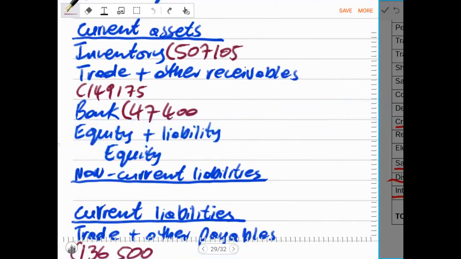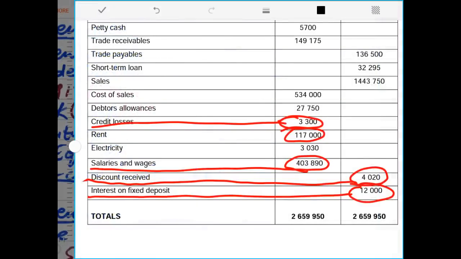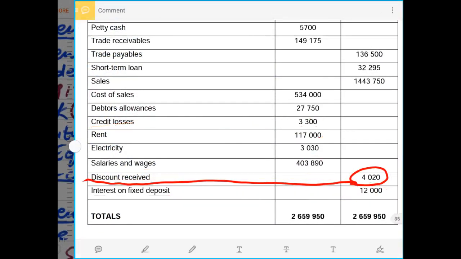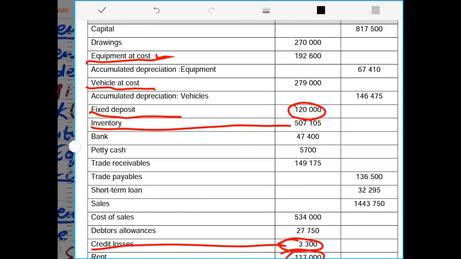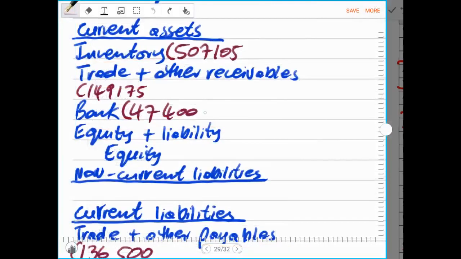Inventory 507,105, as you can see the amount of the inventory here on top. Inventory 507,105, yes, cash in the bank 47,400. And cash in the bank, obviously we must account for the 5,700. We must add that because it is already given.